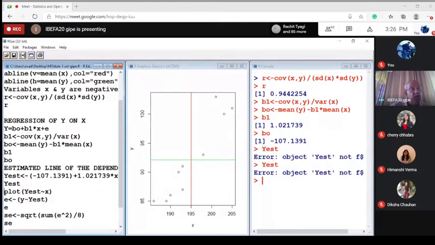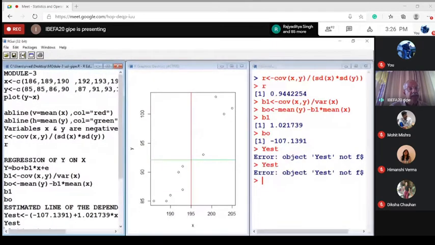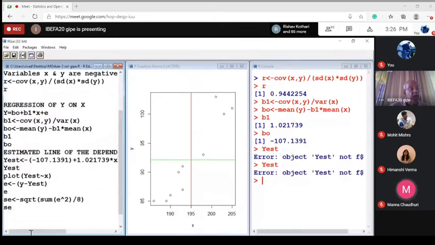Why is there an error? It is correct. I think so. Because I have done 1.021739 multiplied by x, x is correct. The symbol is x. So you haven't run the code for YEST. You only ran the name. Hey, I have coded y. Yes, but you didn't run it. You only ran the name.